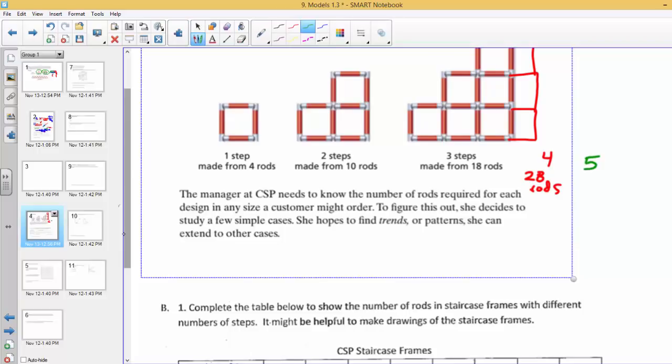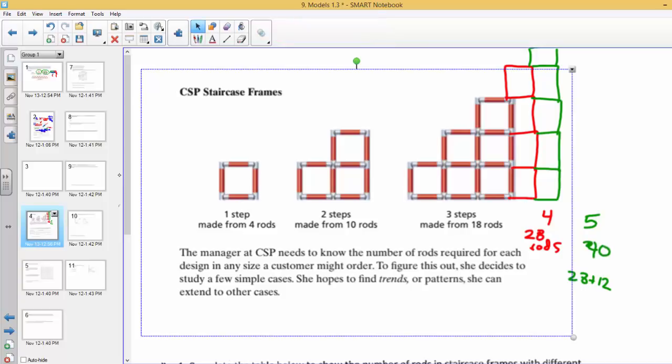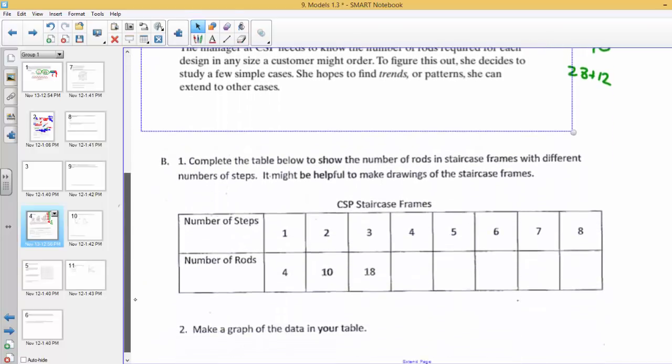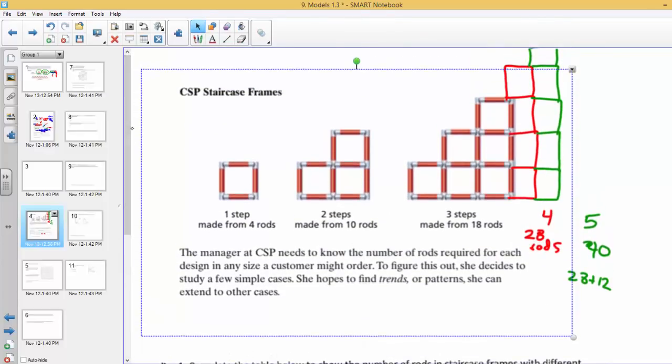If you had a 5th step, you'd add 1, 2, 3, 4, 5, 6, 7, 8, 9, 10, 11, 12. So 28 plus 12 is 40. So let's go to that table. So 28, 40. So every time you have another step, you have to add in another chunk.